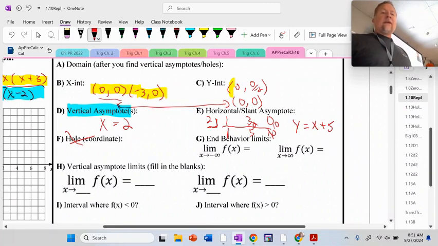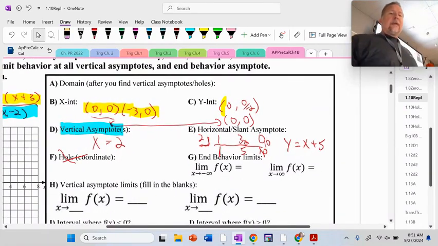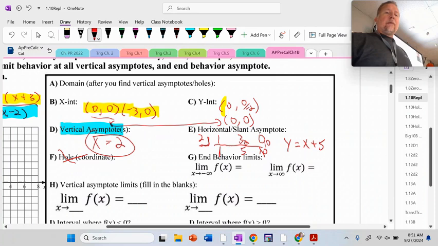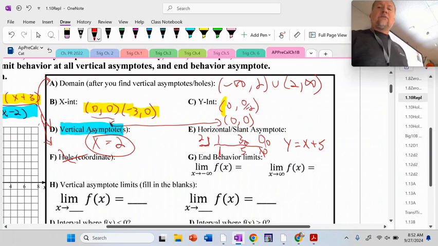Okay, here's what you do. Don't forget, we can do the domain. We actually could have done a domain right here. Remember, domain is 100% related to vertical asymptotes or holes, but I don't have any holes. So it's negative infinity to 2 and then 2 to infinity. So 2 is an interruption in the graph, so it's an interruption in the domain.